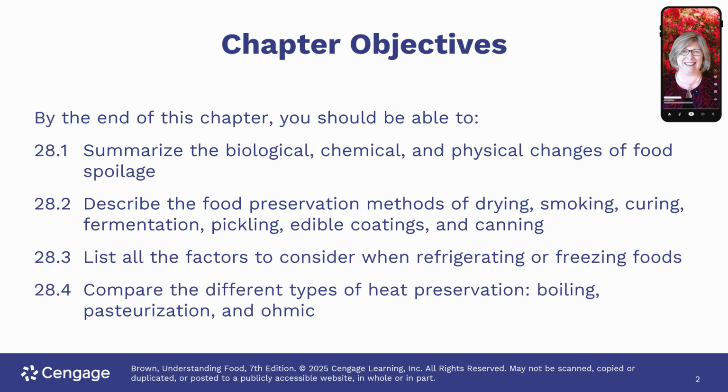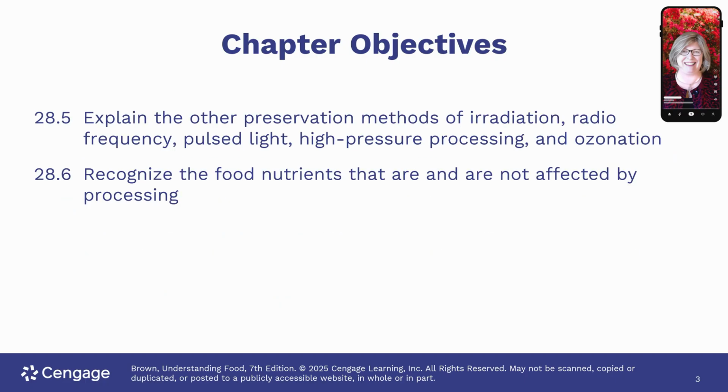List all the factors to consider when refrigerating or freezing foods. Compare the different types of heat preservation: boiling, pasteurization, and ohmic. Explain the other preservation methods of irradiation, radio frequency, pulsed light, high-pressure processing, and ozonation. And recognize the food nutrients that are and are not affected by processing.